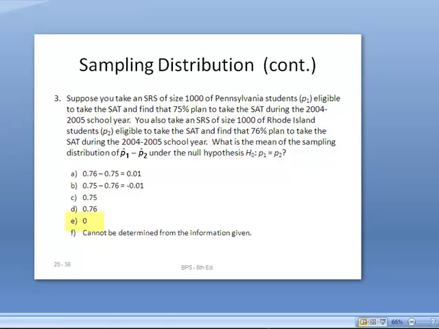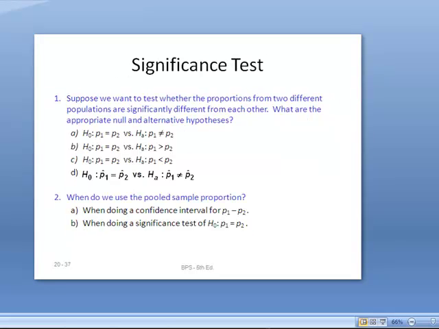Well, if P1 equals P2, that means that P1 minus P2 equals 0. And if the mean of P1 hat minus P2 hat in the sampling distribution equals P1 minus P2, well, then that would mean that the mean of the sampling distribution under the null hypothesis is 0. Hope everybody picked E. Now let's look at another question. Suppose we want to test whether the proportions from the two different populations are significantly different from one another. What would be the appropriate null and alternative hypotheses? Very good if you picked A.